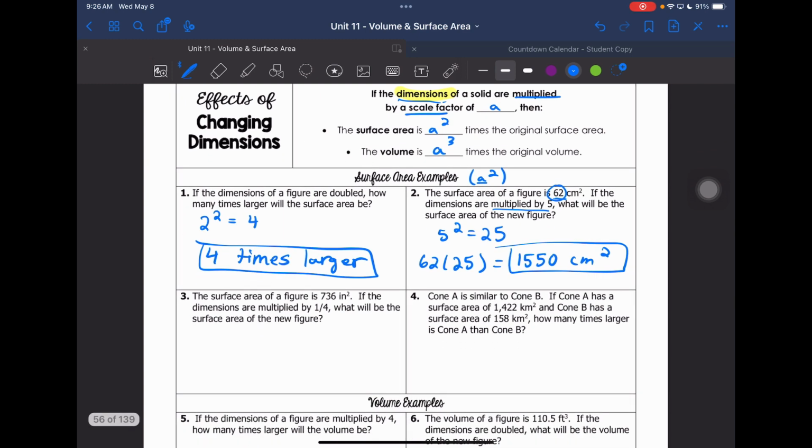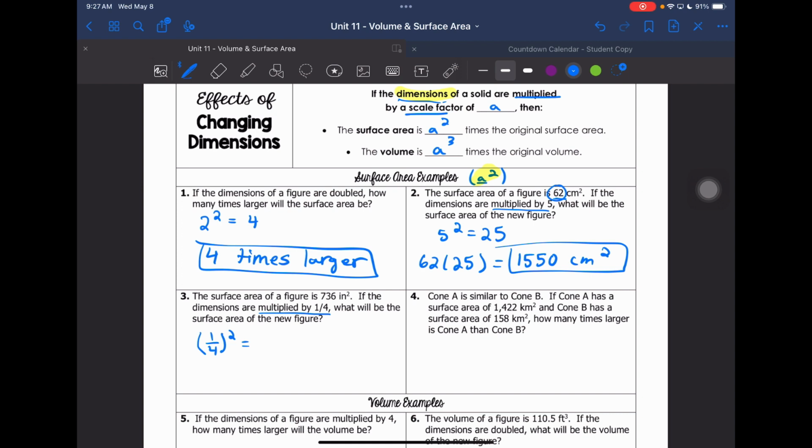Number 3 says the surface area of a figure is 736 inches squared. If the dimensions are multiplied by 1/4, what will be the surface area of the new figure? So if you're multiplying something by a fraction, by 1/4, it's really getting smaller. So what we're going to need to do is take our 1/4 and square that, just like up here. That's our little guide for right now.